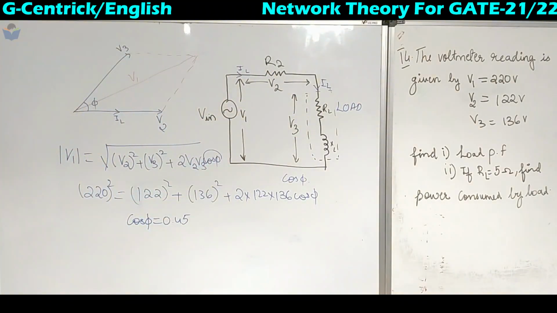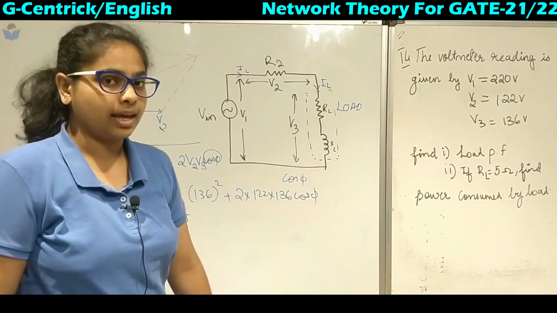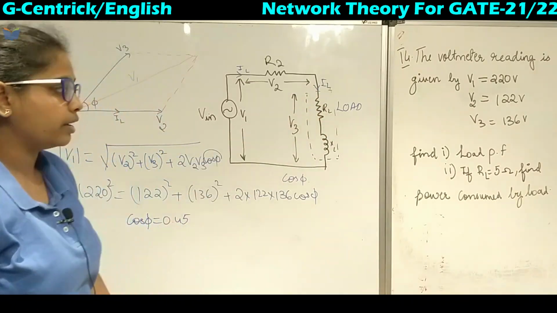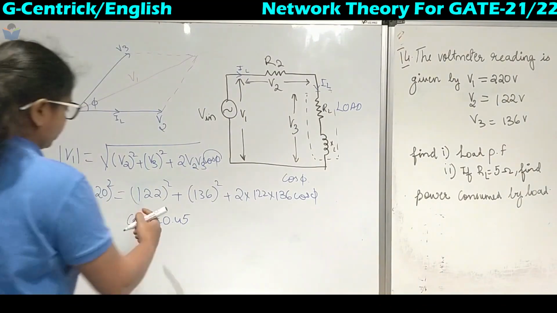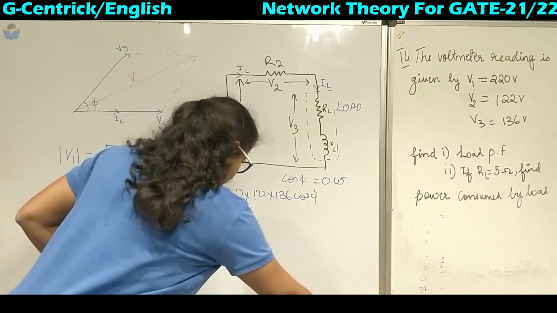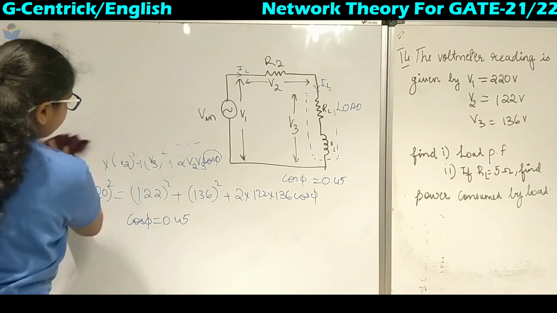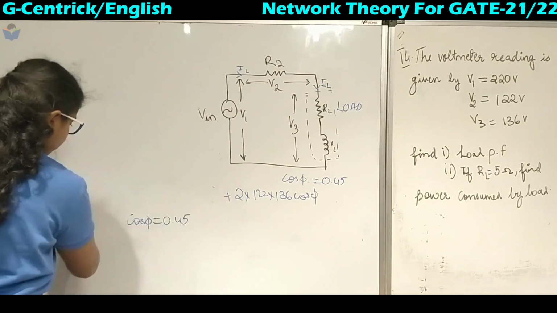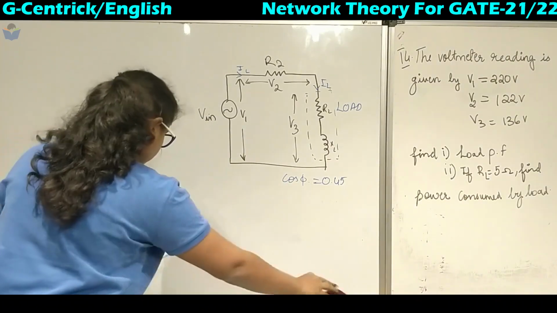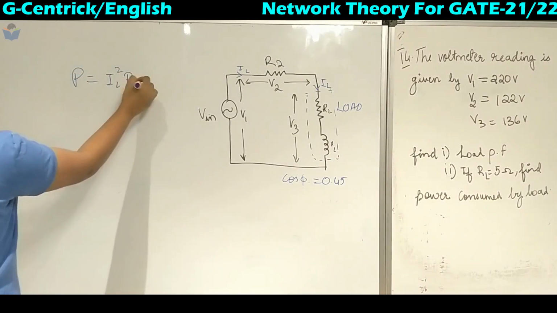Now we have to find the power consumed by the load. We have RL as well as XL. So the power consumed by the load, when RL is given as 5 ohms, I'll note down the value of this as 0.45. Power is nothing but I square RL, so power is equal to IL square RL.